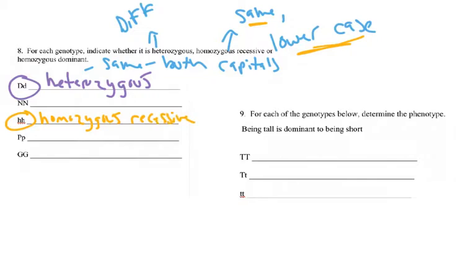Recessive. I want you to do the other 3 on your own. I think you can figure it out. 2 are the same, both capitals, and 1 has both a capital and a lowercase, which makes it different.